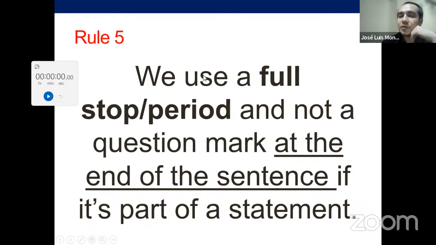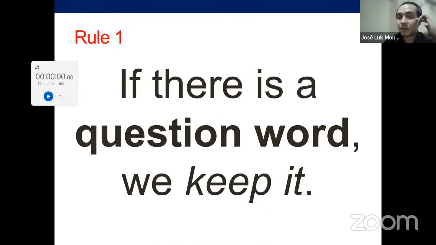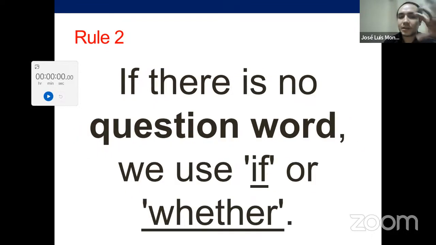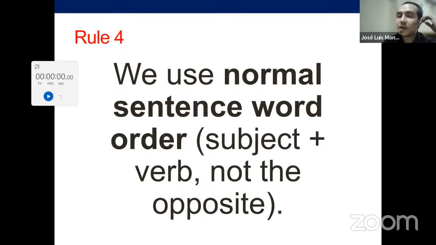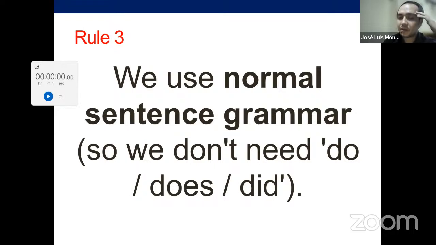And then we use a full stop, or a period, and not a question mark at the end of the sentence if it's part of a statement. Okay, and those are the 5 steps. If you have questions about the steps, you're going to let me know. So one more time, if you have a question word, what, where, when, keep the word. Don't change the word, don't move the word. If you don't have a question word, if you have a yes-no question, use if or whether.